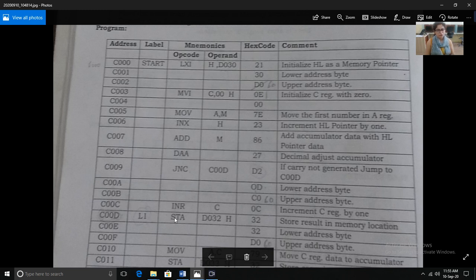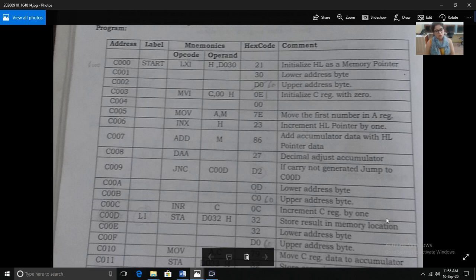It was given in the question that you have to store the result on the D032 or 6032 memory location. So we are storing the result of the accumulator on 6032. Instead of D, you can use 6. So this is the STA instruction. It will store the result at 6032. The first operand was at 6030, the second was at 6031, and we have to store the result at 6032. So 32 is the hex code of the STA instruction. 32 is not the lower address byte, 32 is the hex code of the STA instruction.